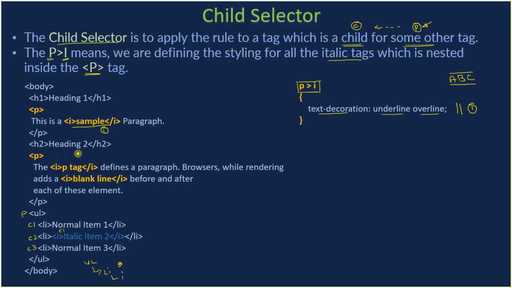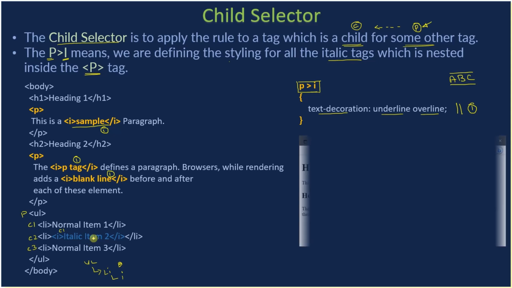Then there is one more paragraph that contains two italic tag. So rule will be applied here. Why? Because it is I, parent is P. This one also I, parent is P. So the same rule will be applied. And if you come here, italic, okay, so italic we specified, parent should be P, but here parent is not P, parent is list item. So the rule will not be applied here, even though it is a italic tag.